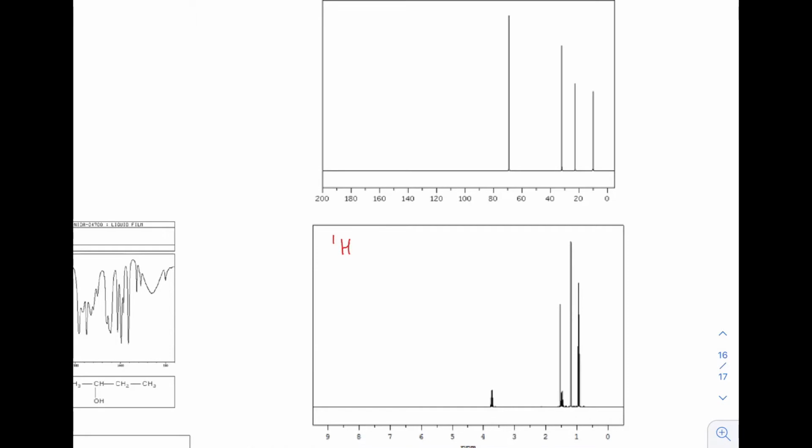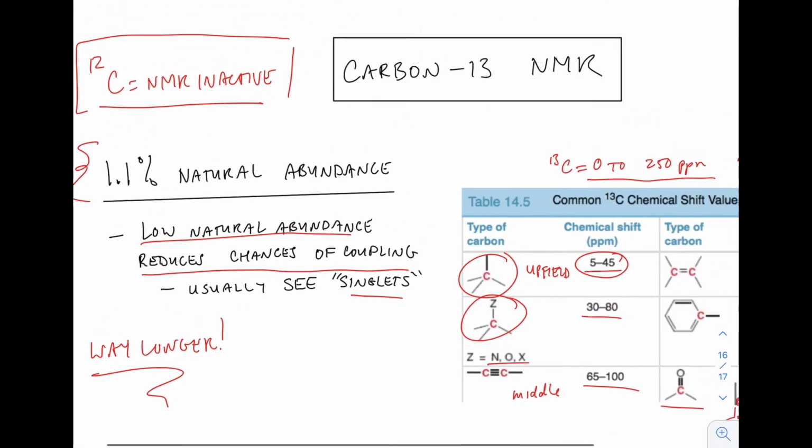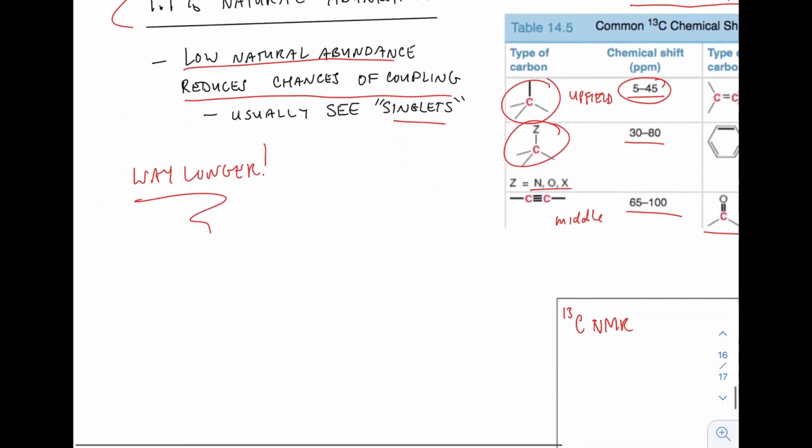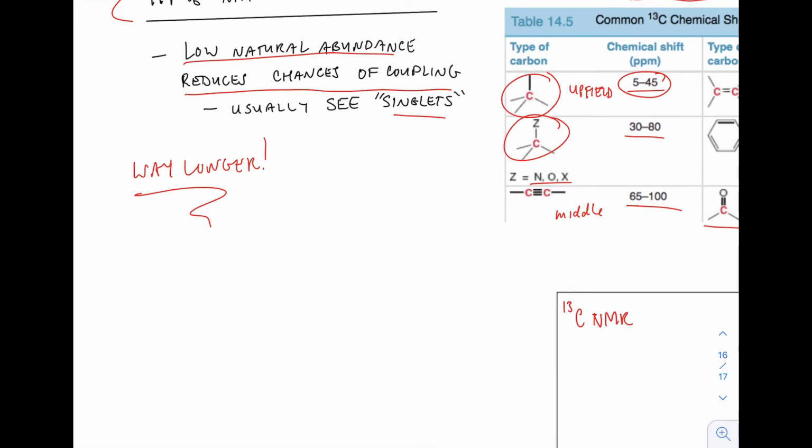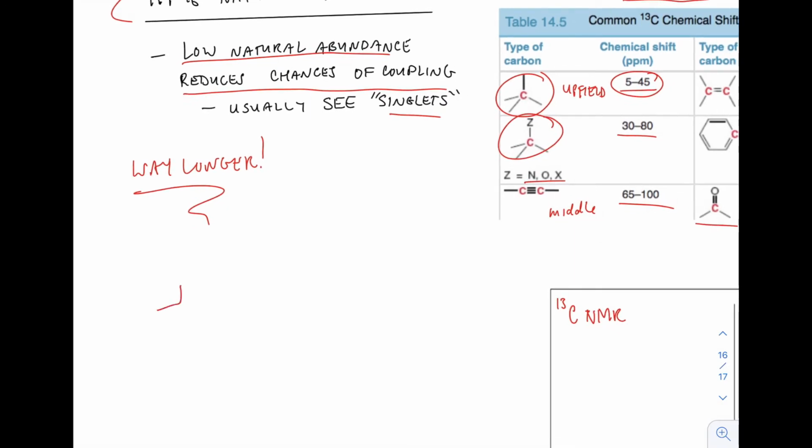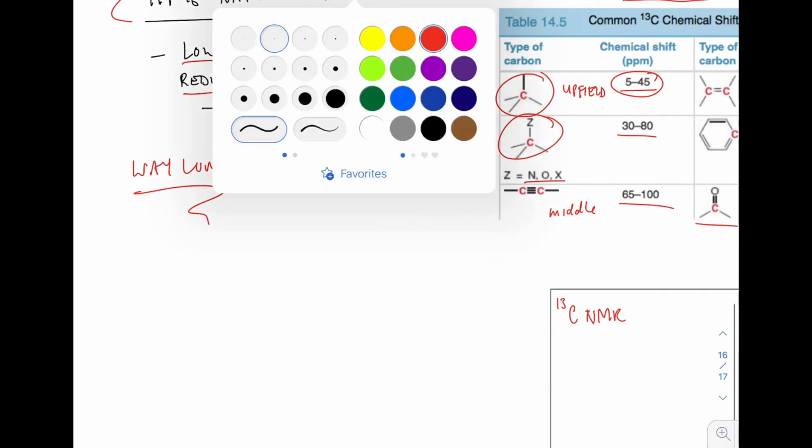So this is a proton NMR, and this is a carbon 13 NMR. Actually, before I do that, you might have seen it already, but that's all good. Let's draw this structure out. When we're looking at proton NMRs, let me draw this in a different basic color.